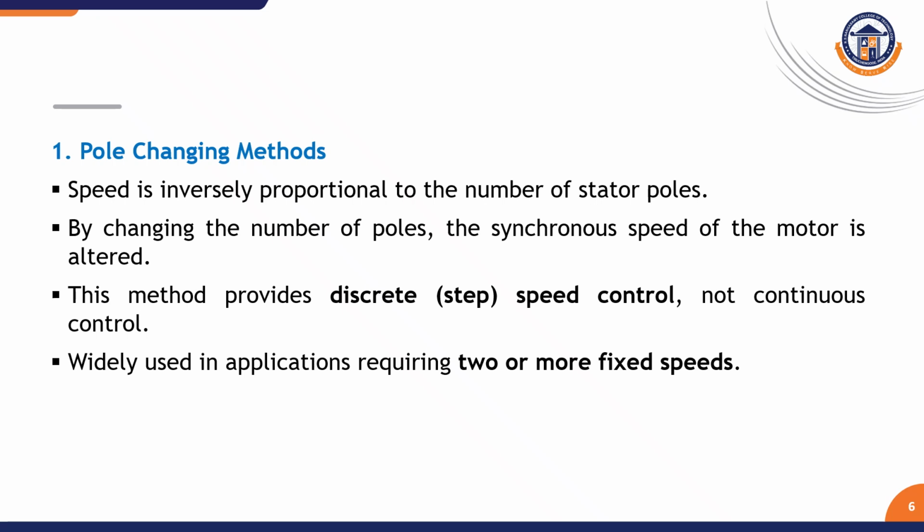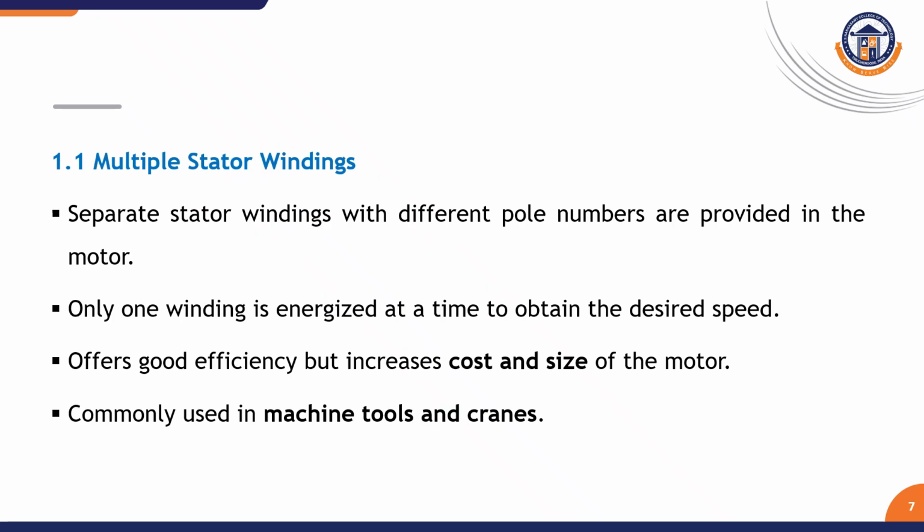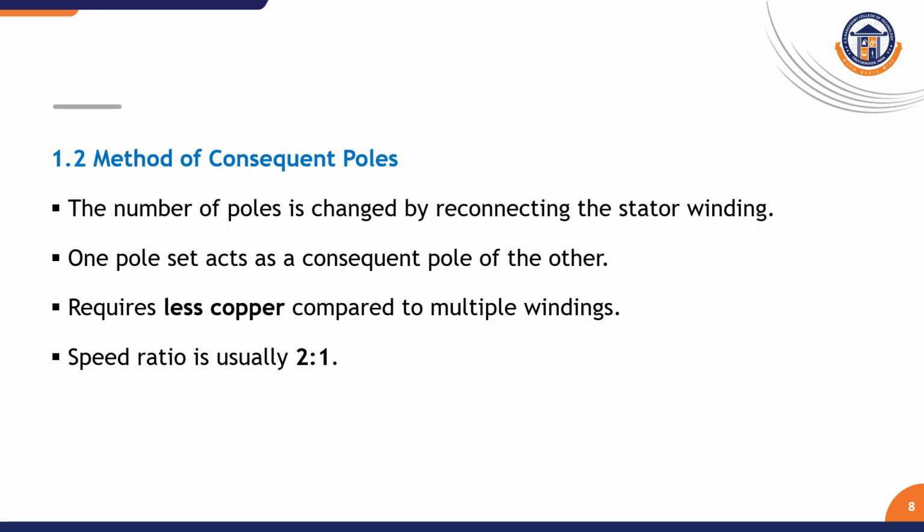It is a discrete speed control, but it is not a continuous control. It is used for the application of two or more speeds. Here we know the concept that speed is inversely proportional to the number of the poles. So by changing the number of the poles, the synchronous speed can be altered. Next, multiple stator windings. It offers good efficiency, but cost and size of the motor will be increased. Commonly used applications are machine tools and cranes, because here the stator windings with the different poles are provided in each motor. So based on energizing the stator windings, the desired speed can be obtained.